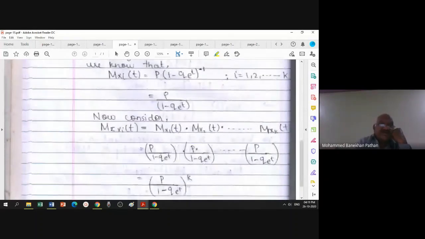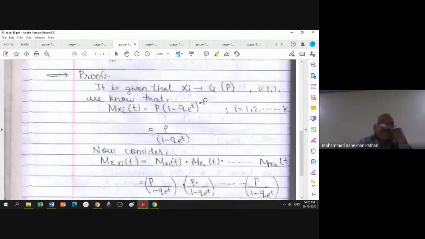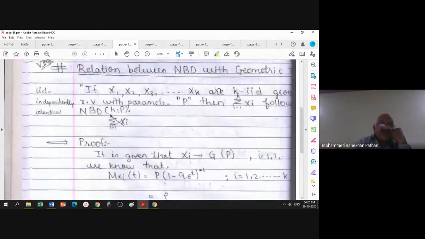Now consider the MGF of the summation of Xi at point t. You know, the MGF of a sum is the product of the separate MGFs. So whenever I want to write the MGF of a sum, I write the separate product of each random variable. So what is M_X1(t)? This is the general formula which is common for every variable 1 to k, because we are studying what type of random variable? IID.